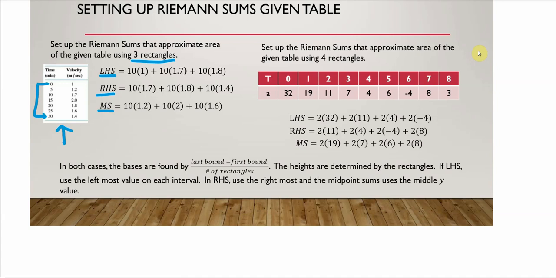So here's where I lose some students. They don't understand that you have to start at the 0 and end at the 30, but you've got to go in terms of 3 jumps. So you're going to go from 0 to 10 is 1 jump. From 10 to 20 is another jump. From 20 to 30 is another jump. That's how they get the 10s. That's how they get the 10s for the bases.